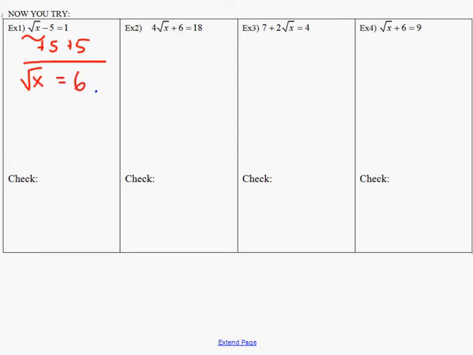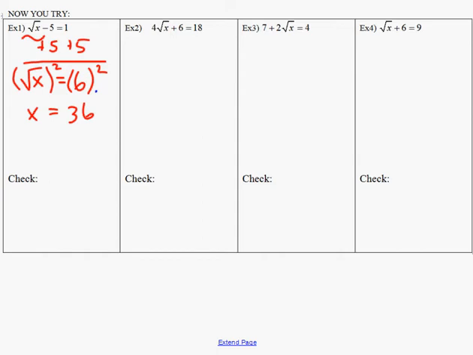Now the last step to isolate our x value and get it alone is to get rid of this square root sign we have here. To get rid of a square root sign, you have to square it. So we're going to square the square root sign here, and since we squared one side, we also have to square the other side of the equation. So we end up with x equals 36. Now, not too bad so far.